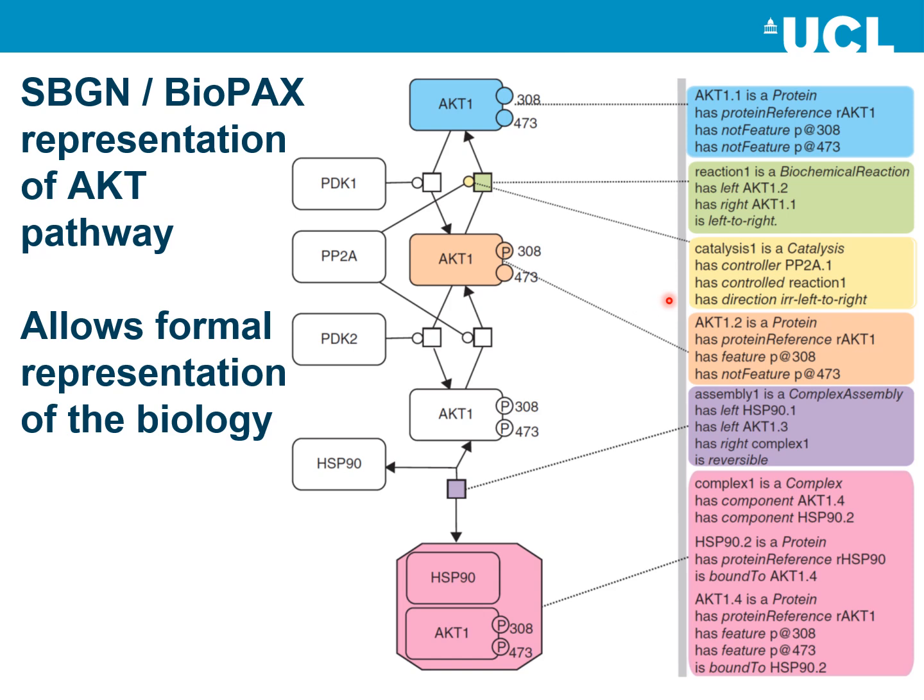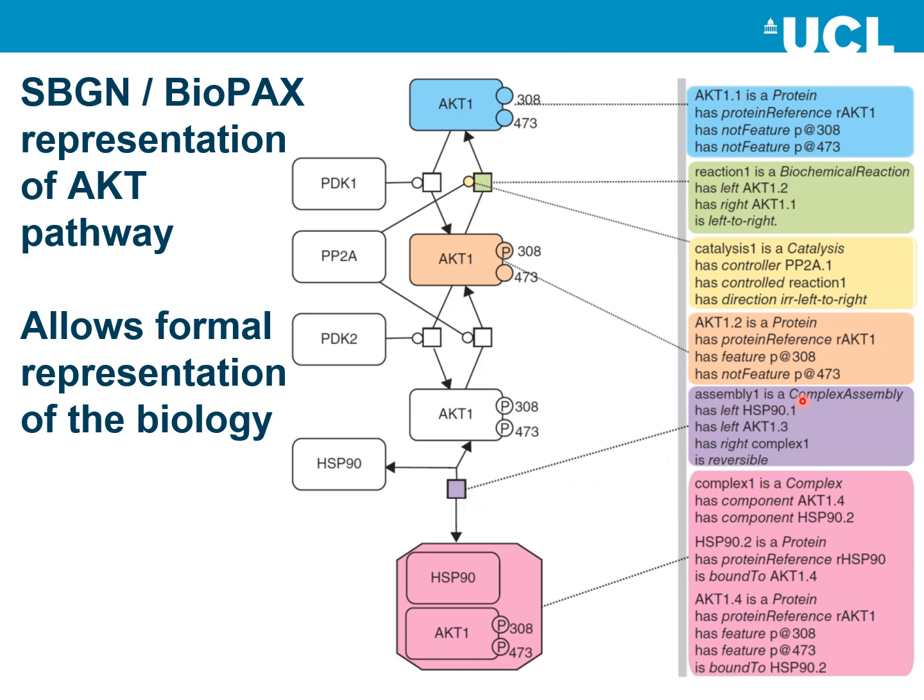The reaction shows catalysis by this enzyme. So catalysis 1 is catalysis controlled by PP2A1, which is a reference to that protein, has controlled reaction 1, has direction irreversible, so it cannot reverse left to right. So this is how the ontology describes the different individual parts.